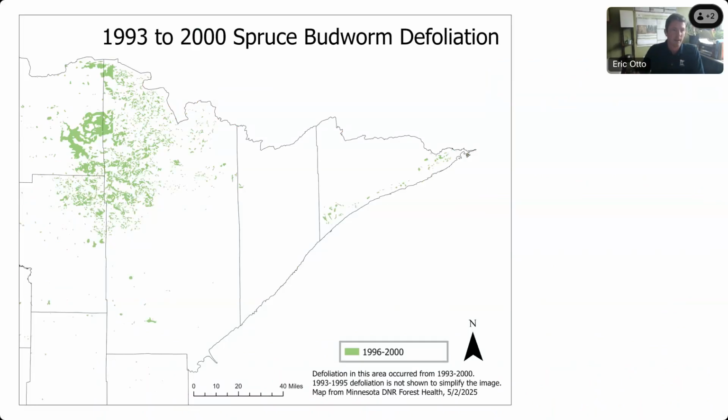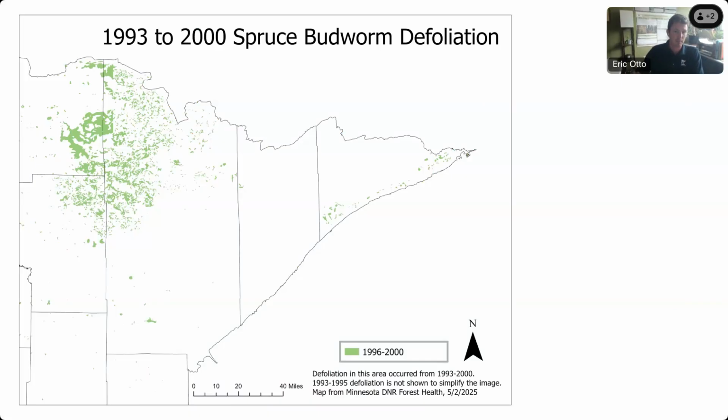All right, looking at some of the aerial survey data again, showing how it has moved throughout Minnesota. So this map shows defoliation that was mapped from 1993 to 2000. So you can see in the legend there, it says 96 to 2000. So we excluded 93 through 95.